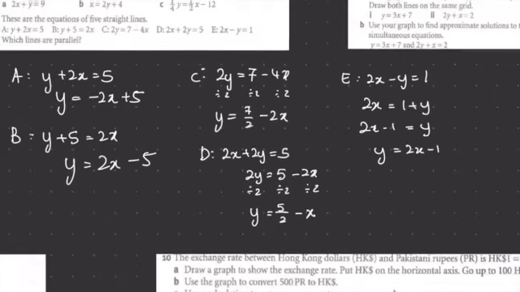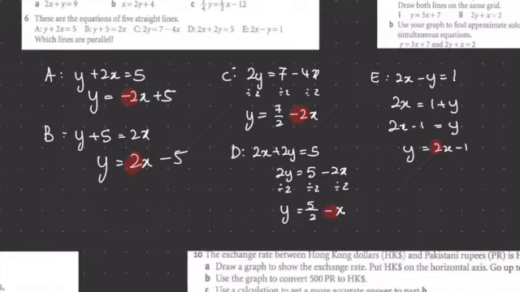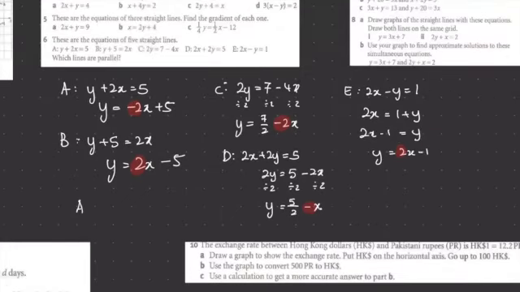Now, compare the gradients. -2, 2, -2, -1, 2. So those that are the same would be A and C, B and E. D is not parallel to anything. Nothing. This is your answer.